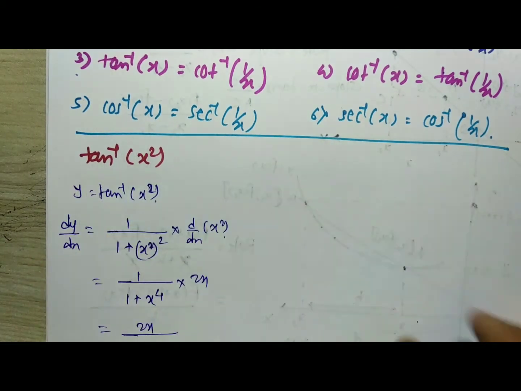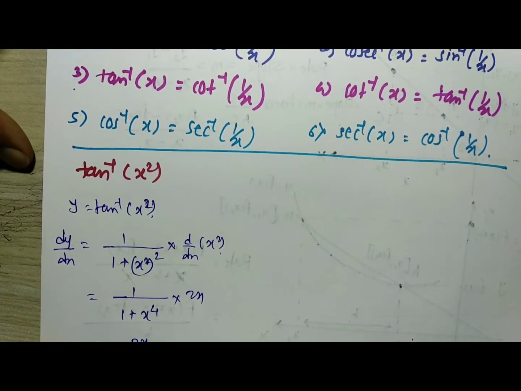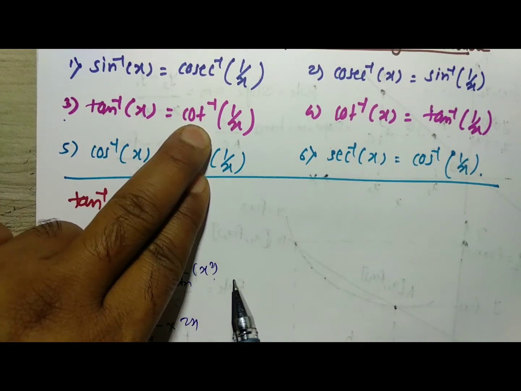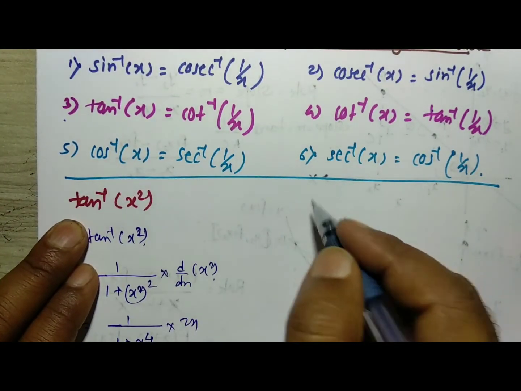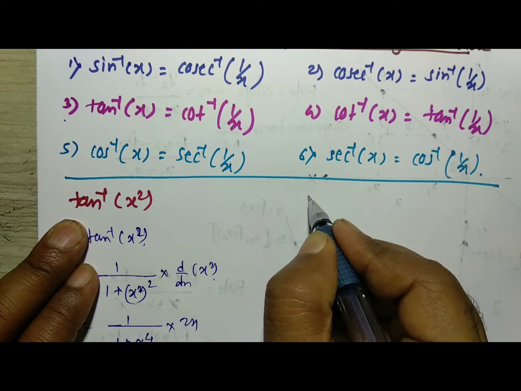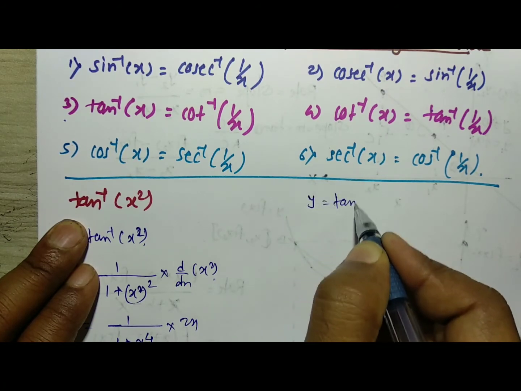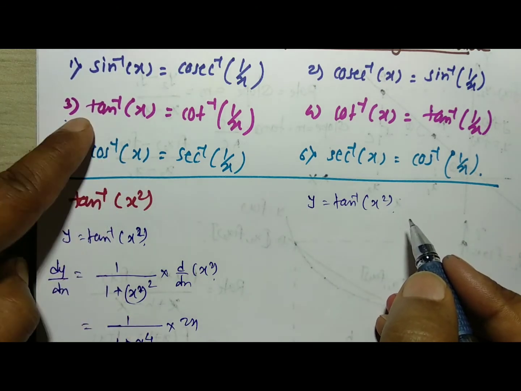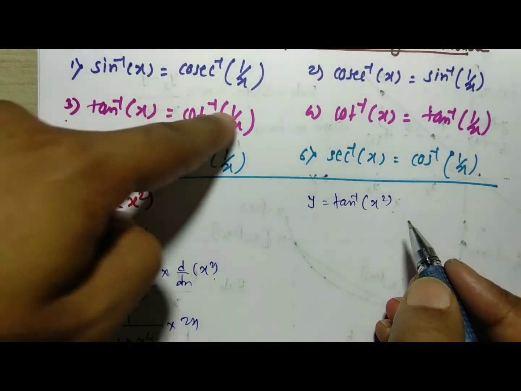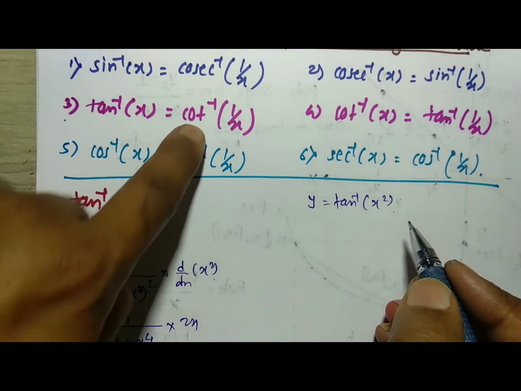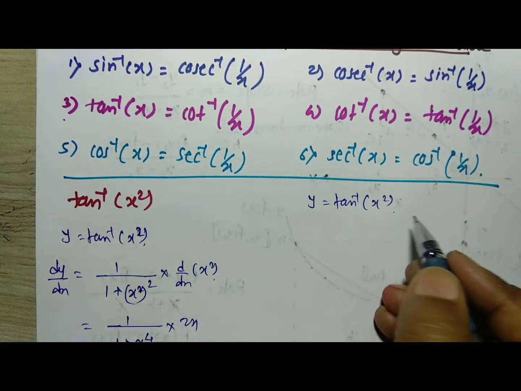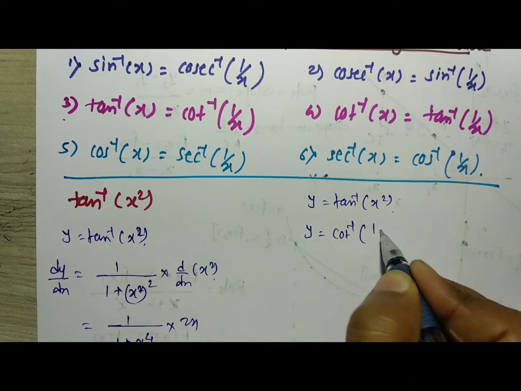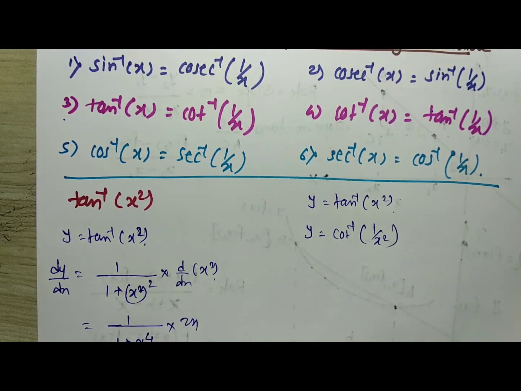Now we go with tan inverse x, and you will get cot inverse 1 divided by x. By using this formula, consider y is equal to tan inverse x square. Now we have to use this formula in a forward direction. That means tan inverse x is equal to cot inverse 1 divided by x. Then you get cot inverse 1 divided by x square.